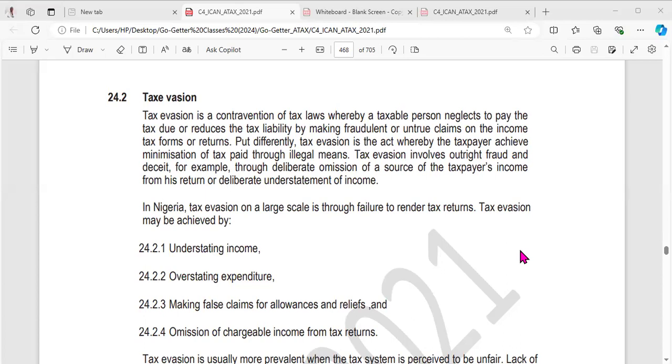overstating expenditure. How do people overstate expenditure? Okay, so they will claim that they have spent more than the record is saying. Sometimes there are some expenses that you spend from your bank. You know, when you are making expenses from your bank, there's a trail, right? Now, cash expenses, you may not have a trail and they are not receipted. You could claim that you spent an amount higher than what you actually spent.